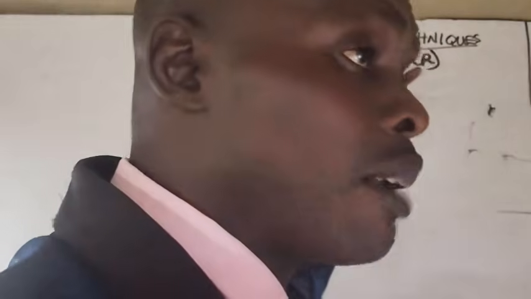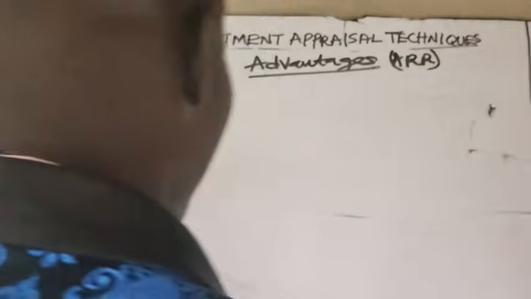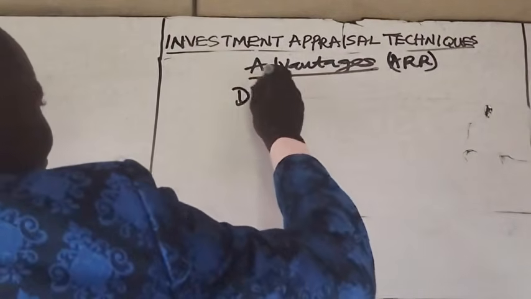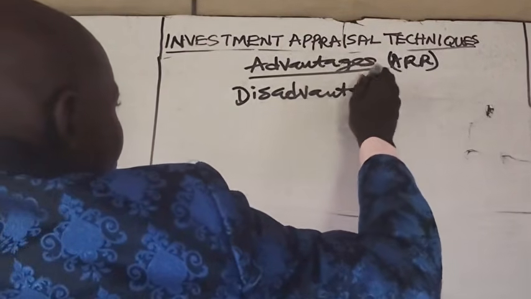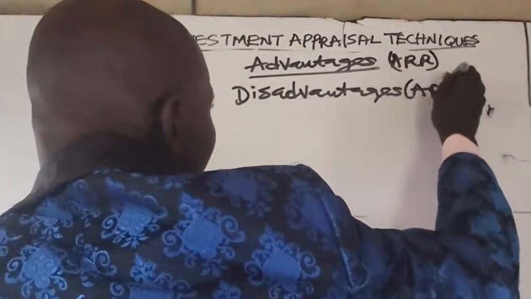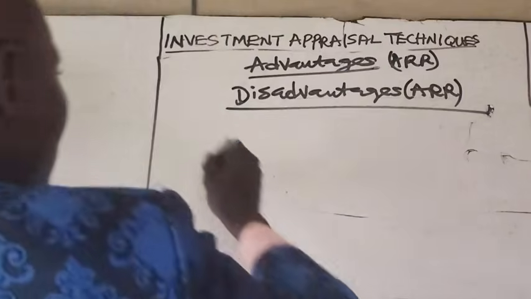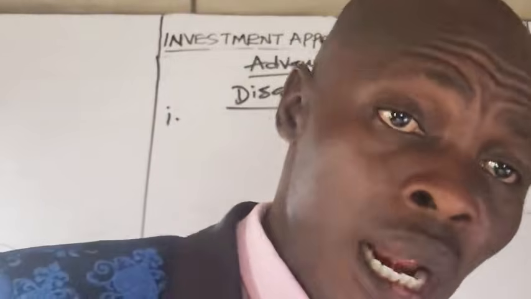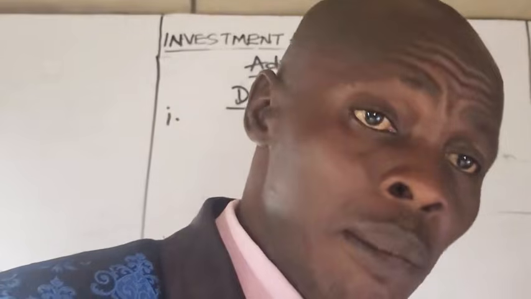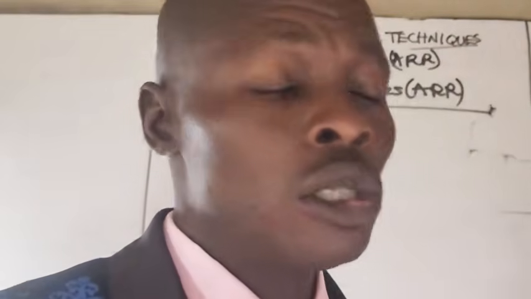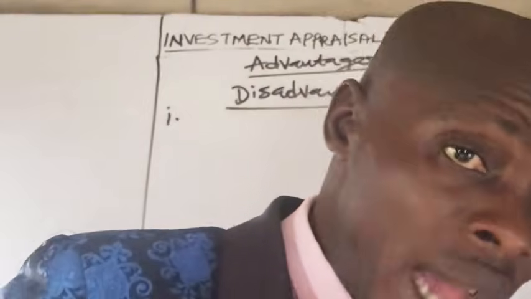Those are some of the advantages of ARR. Then we have disadvantages of ARR. Number 1, it ignores the time value of money. It does not take into consideration that $1 today is not worth the same amount in a year to come. What $1 can buy today, that same 1 unit of dollar cannot buy a year after. So it doesn't take that fact into consideration. That is, it ignores the time value of money.